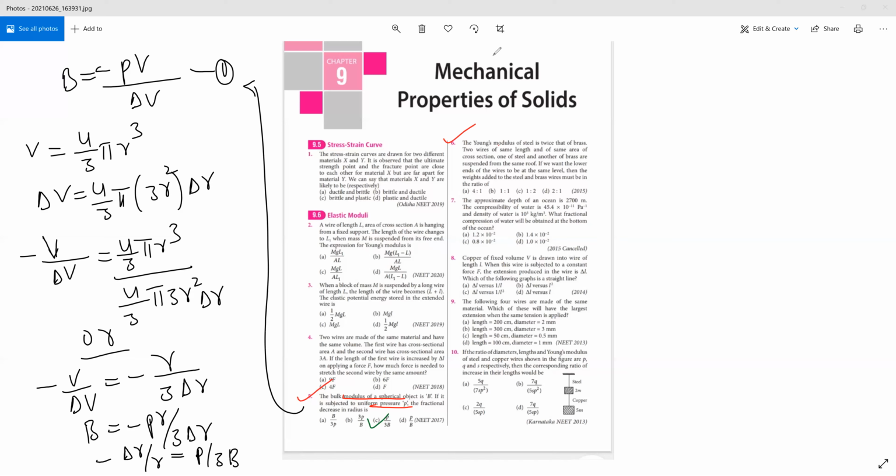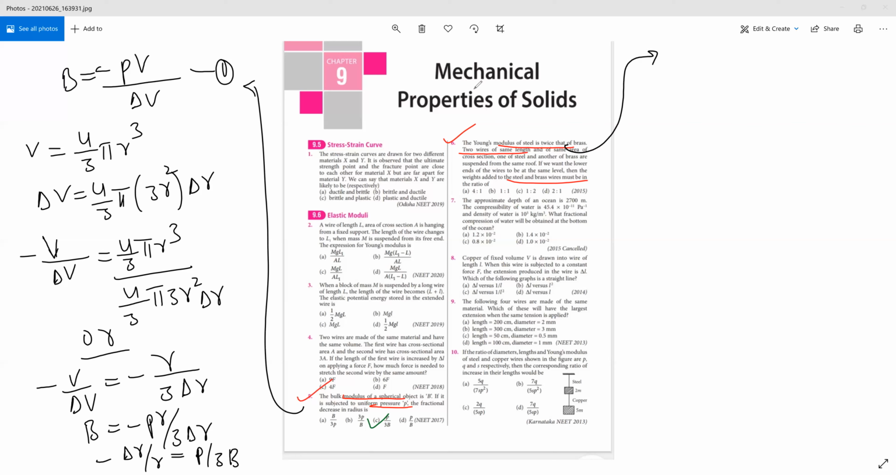Sixth one, Young's modulus of steel is twice that of brass. 2 wires of same length and same area of cross section, one of steel and another of brass, suspended from same roof. If we want to lower ends of the wire to be at the same level, then weight added to the steel and brass must be in the ratio of. We have to choose the right answer among 4.